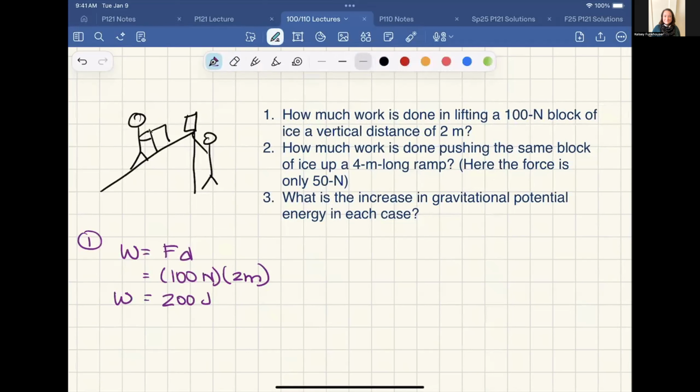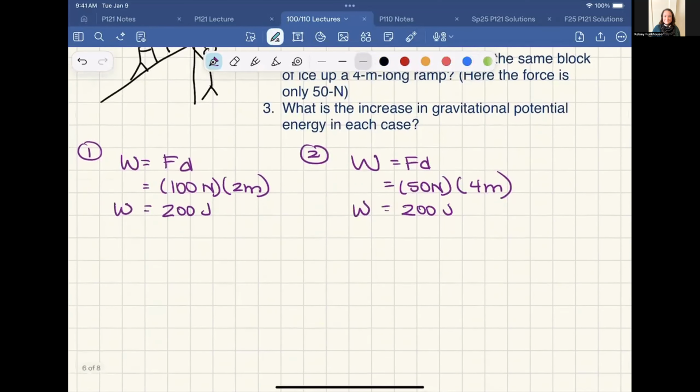Then question 2 asks us, how much work is done pushing the same block of ice up a 4-meter long ramp where the force is only, wow, just making up numbers, is only 50 newtons. So we just do the same thing. This time, 50 newtons instead of 100 and 4 meters instead of 2. Well, would you look at that? That just gives us the same thing again, 200 joules, which makes sense because we're just moving it up to the same spot, right?